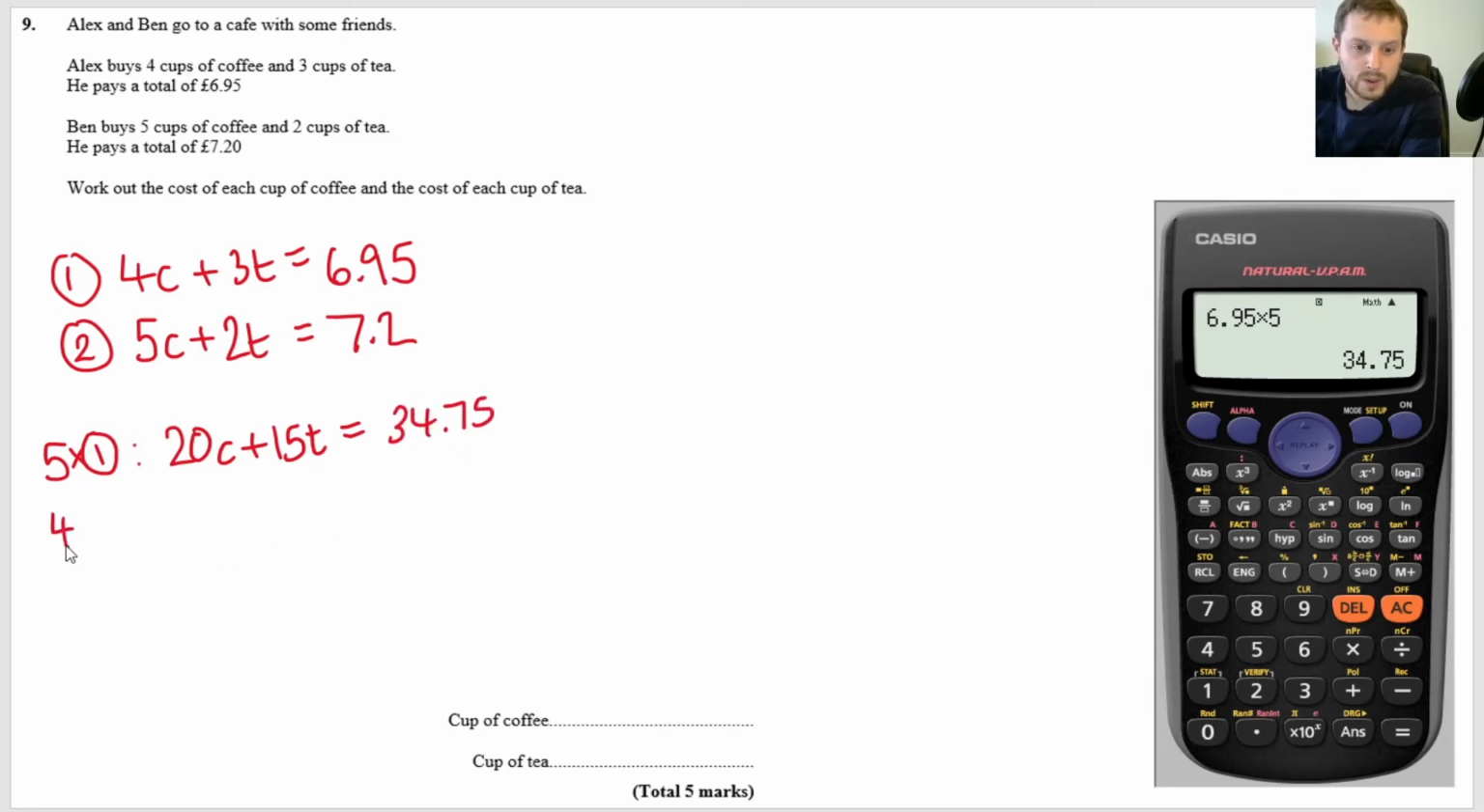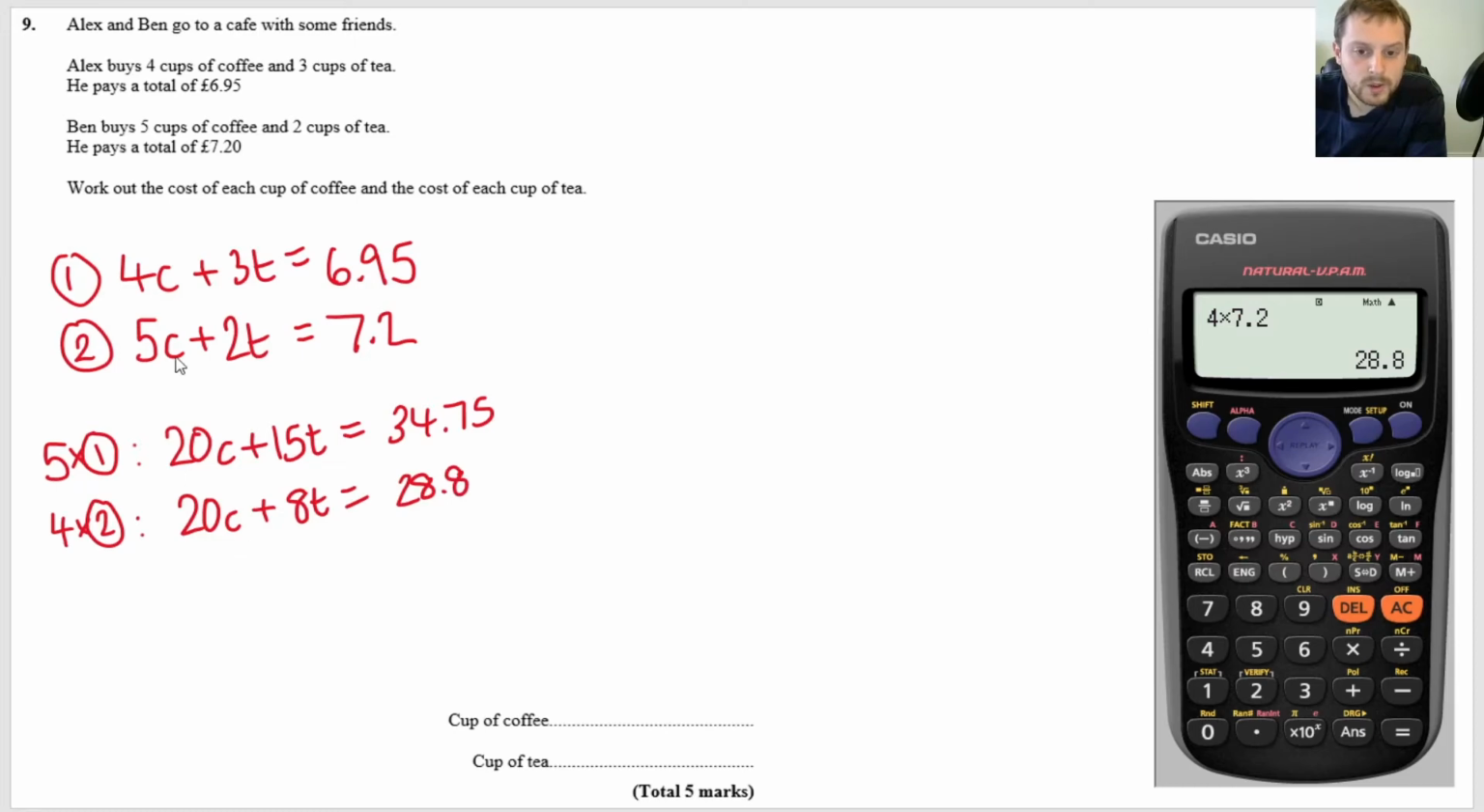And I'm going to do 4 times equation 2. So the reason I'm choosing this is not just because I'm doing it completely randomly. It's so that I end up with the same amount of c's. So if I do 5 lots of 1 and 4 lots of 2, I end up with 20c on both of them. So anyway, 4 times 2 is 8. And 4 times 7.2 is 28.8.